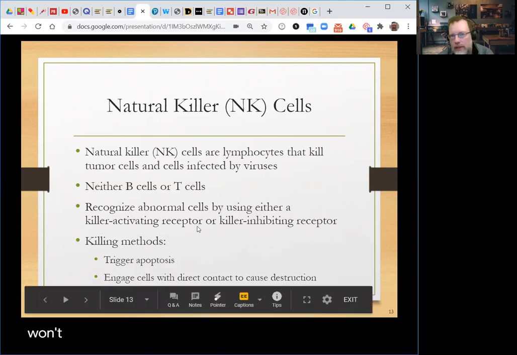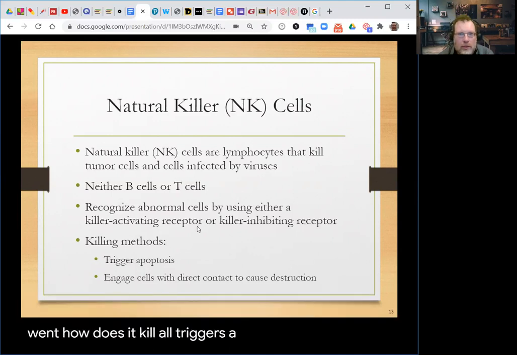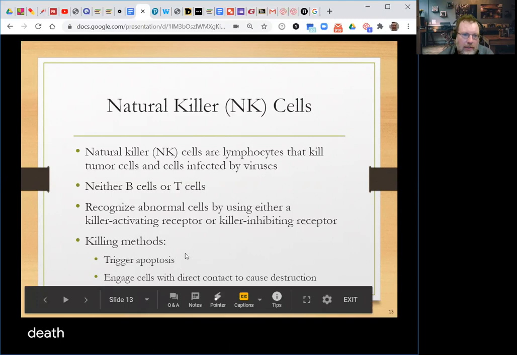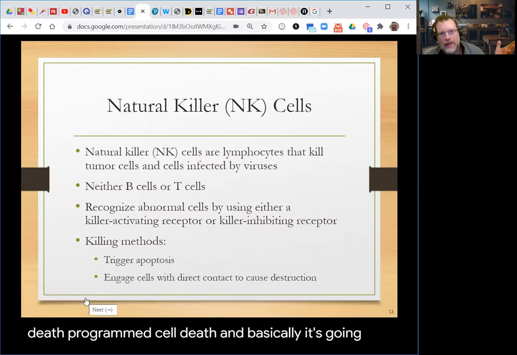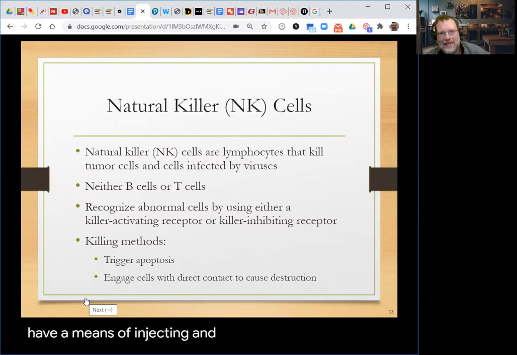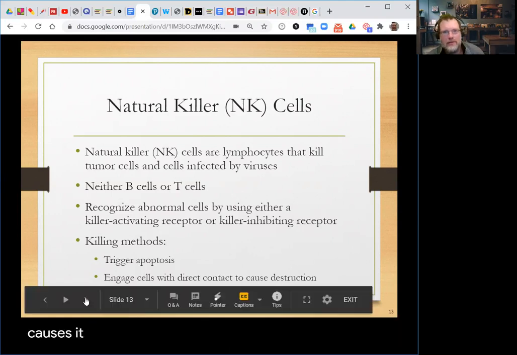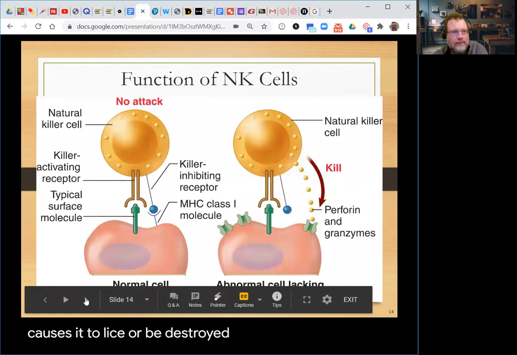So how does it kill? Well, it triggers apoptosis, which is cell death, programmed cell death. Basically, it's going to have a means of injecting an enzyme into the cell that causes it to lyse or be destroyed.